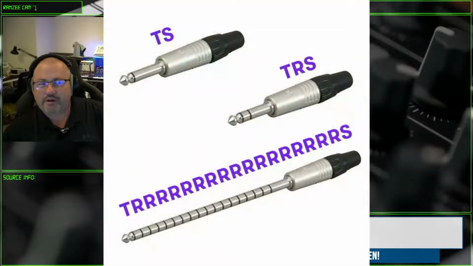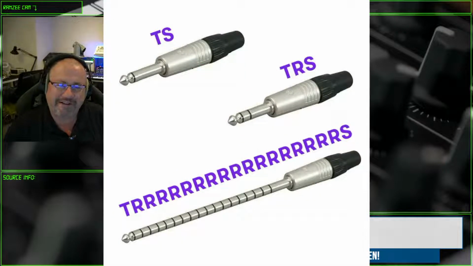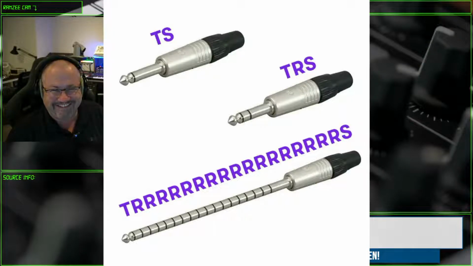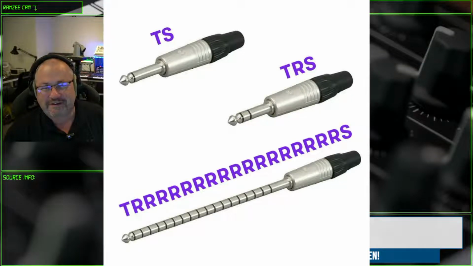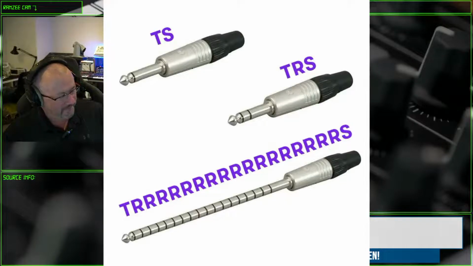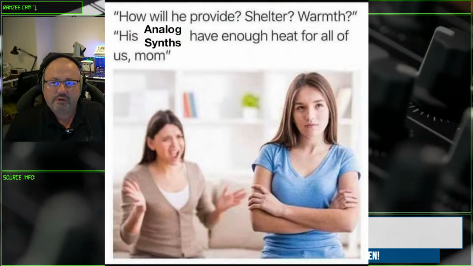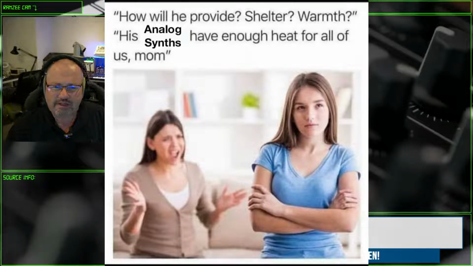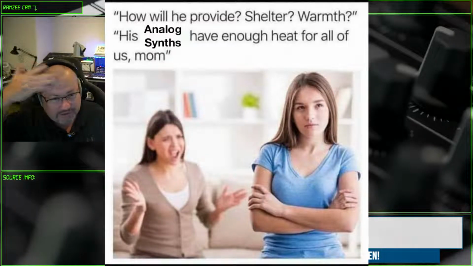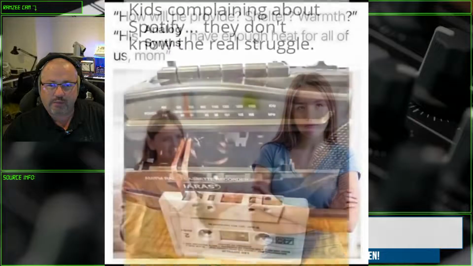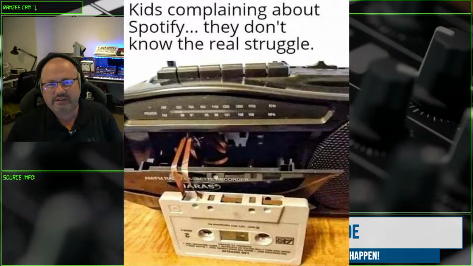Anyway, let's keep going. We've got TRS. That's a good one. Don't ask me what sort of connectivity that last one gives us, but a shite load. And how will he provide shelter, warmth? Says her mum. His analog synths have enough heat for all of us, mum. Believe me, it does get hot in here. And this is winter here right now, and I've still got a little bit of sweat happening. I think there might be one more. Yes, thanks to JX3D, Henrik sent this one in.